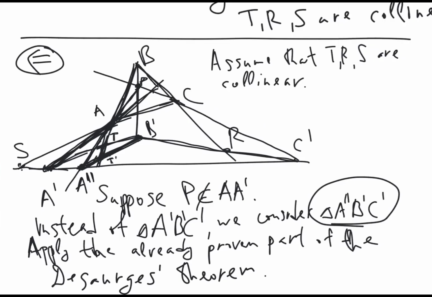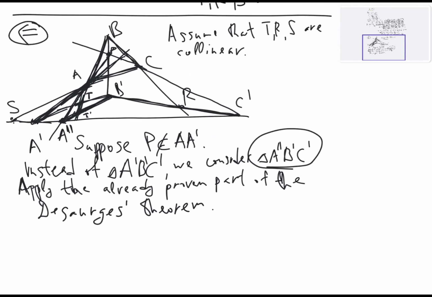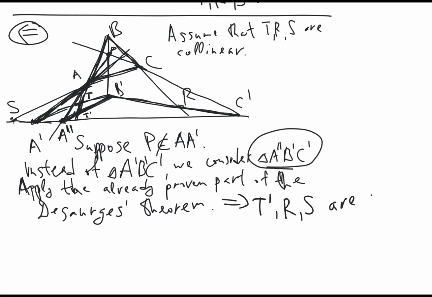Now BC intersect with B prime C prime, so this is the point R, and AC intersect with A2 prime C prime, so this is the point S. From this we conclude that the points T prime, R, S are collinear. So instead of T we now have T prime. But by the assumption, we have that T, R and S are collinear, right? The line is determined by 2 points only. So in both of these lines we have R and S. So this is the same line.